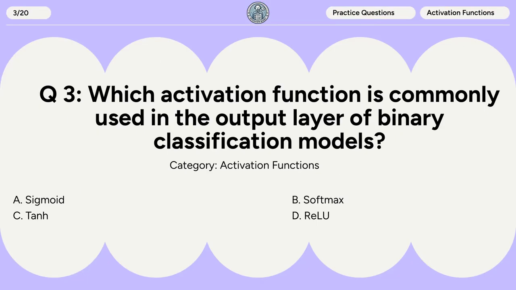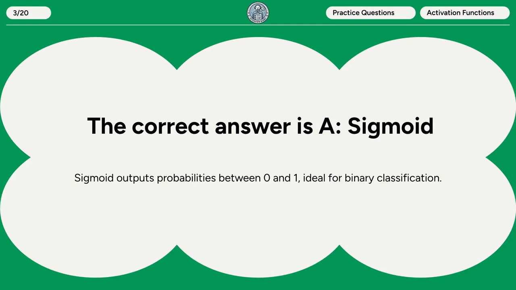Question 3. Which activation function is commonly used in the output layer of binary classification models? A. Sigmoid. B. Softmax. C. Tanh. D. ReLU. The correct answer is A. Sigmoid. Sigmoid outputs probabilities between 0 and 1, ideal for binary classification.